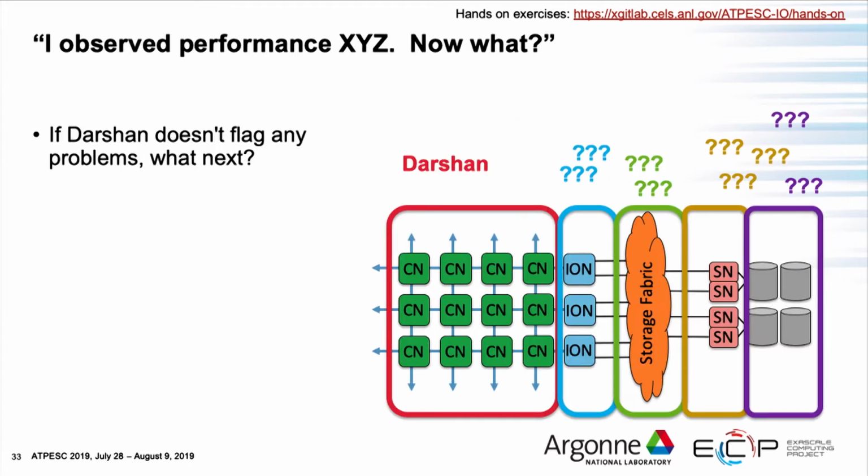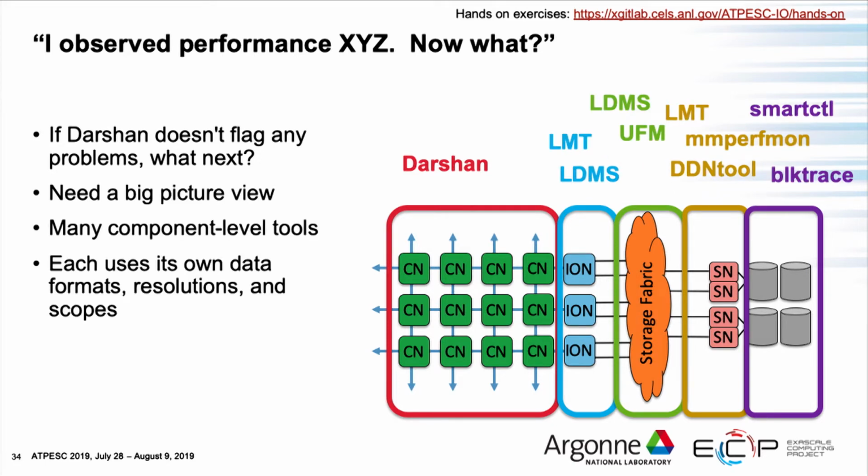Actually understanding this bigger picture is pretty tricky. Darshan gets you a picture of what's happening on the compute nodes, but it doesn't really give you a whole lot of insight beyond that, because it doesn't have that vision into what's happening throughout the entire I/O stack and all the different components of the storage subsystem. So what you have to do in this case is look at all of the different tools and pieces of the puzzle that stand between you and your data being stored persistently.